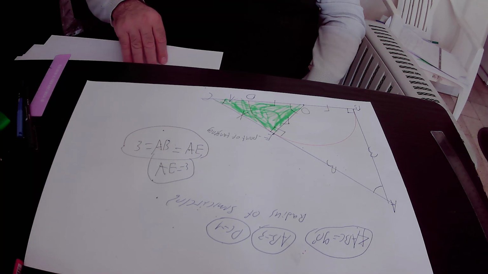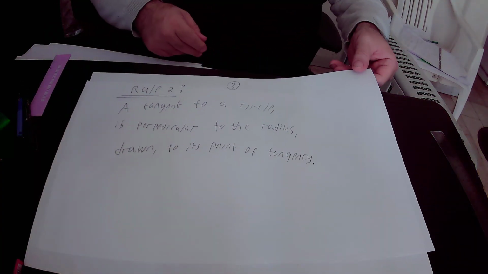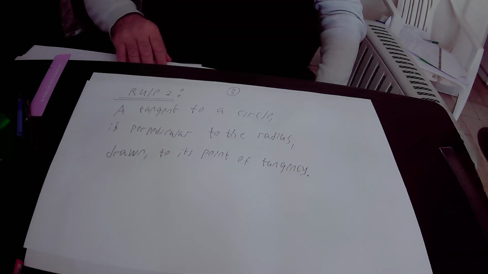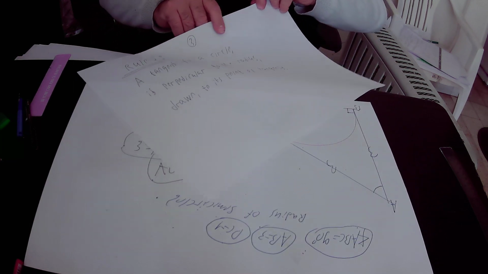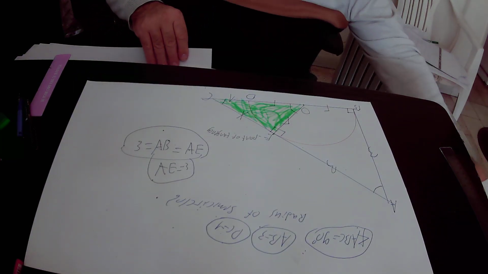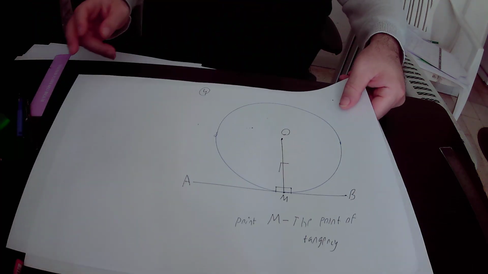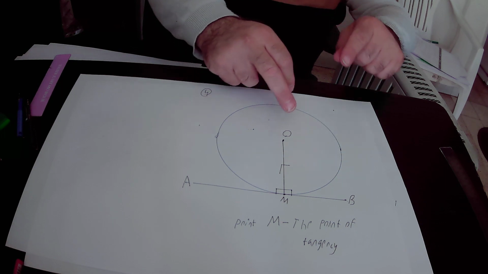Okay, then I presented to you rule number 2. According to rule number 2, a tangent to a circle is perpendicular to the radius drawn to its point of tangency. So what is the meaning of rule number 2? The meaning of rule number 2 is that if you have this circle, the center of this circle is at point O, and we have tangent AB.